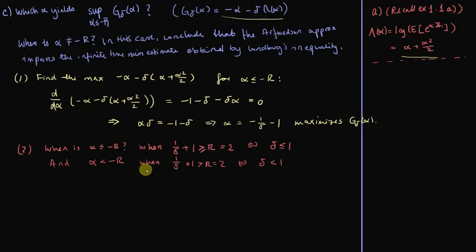So now comes the cryptic question. When is alpha different from minus r? In this case, conclude that the Arfvedson approximation improves the infinite time ruin estimate obtained by Lundberg's inequality. And one of the first things we might ask is, well, where does Lundberg's inequality come into play here? Let us just recall what we found out in B.